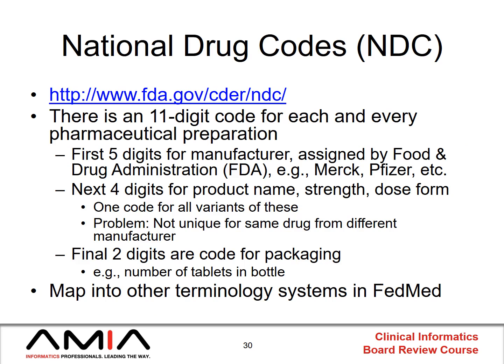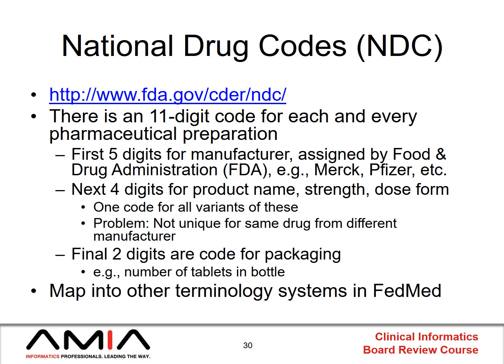The original drug terminology system was the NDC. This is an 11-digit code that is assigned to each and every pharmaceutical preparation that is sold on the market. The first 5 digits represent the manufacturer, and this is assigned by the Food and Drug Administration, so companies such as Merck and Pfizer. The next 4 digits represent the product name, strength, and dose form.